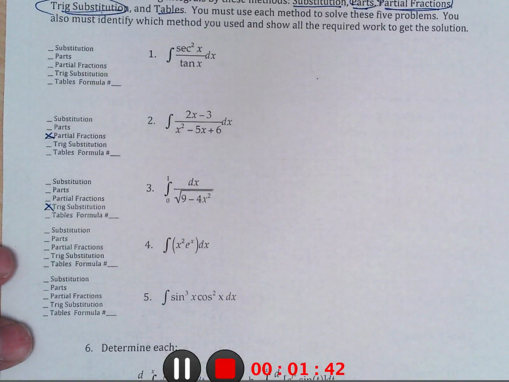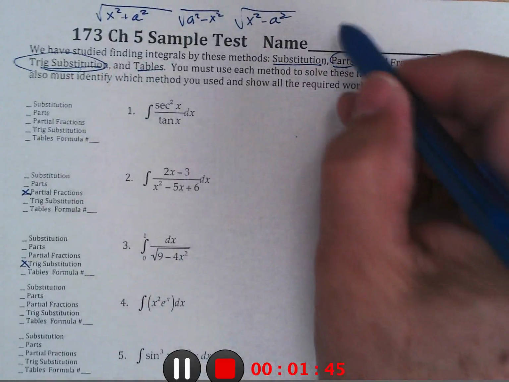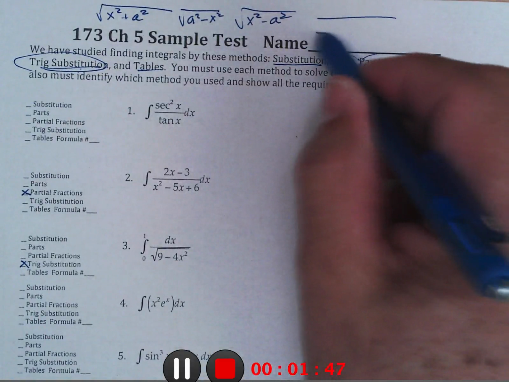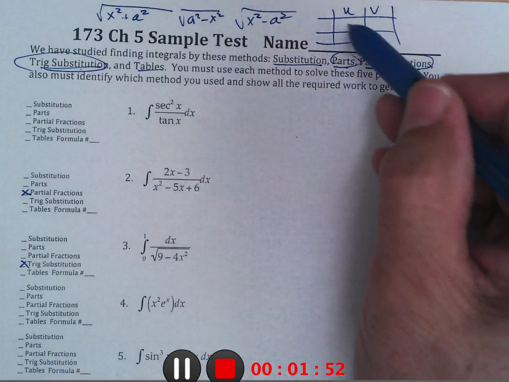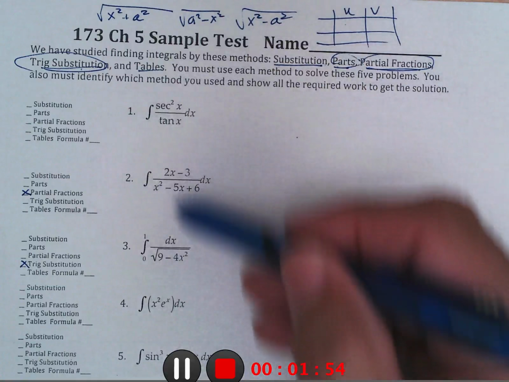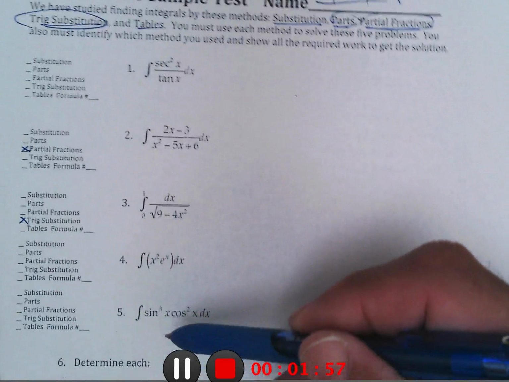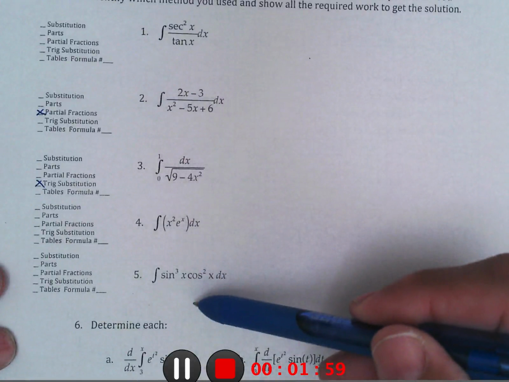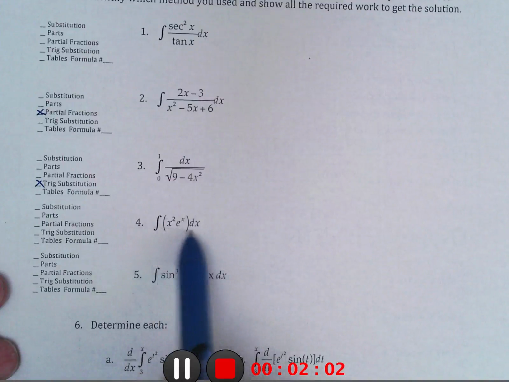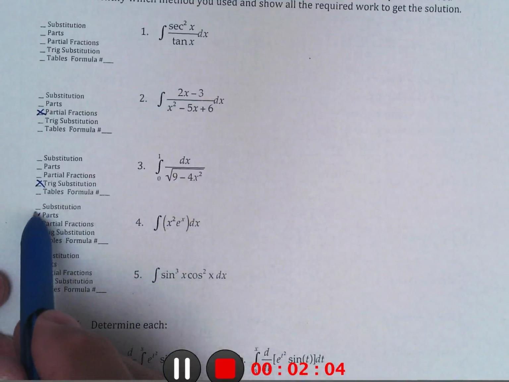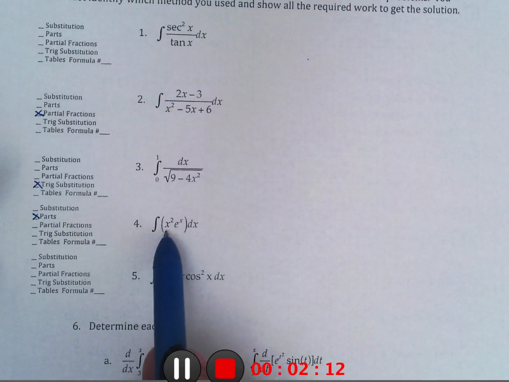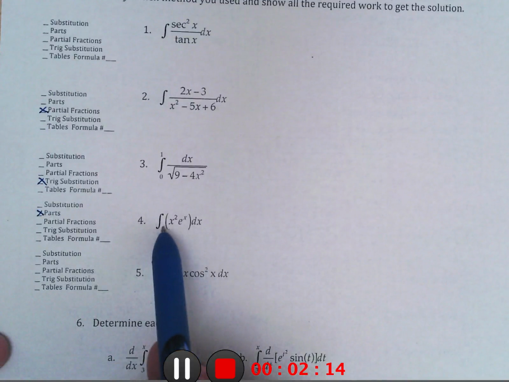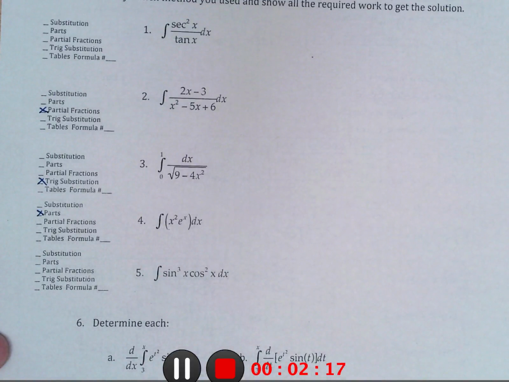Then, let's see, parts. That's where we have to do the table with u and v. And so we want to be able to split the integral into two parts. And which one looks like that? Well, I'm thinking this one does. And if I let u be this and take the derivative, I might have to do it twice to go from x squared to x to no x's. So I might have to do integration by parts twice. But that looks like parts.